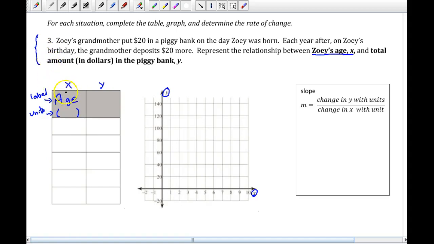Or maybe you don't have to read through it. How do you measure age? You measure it by minutes, seconds, years. So you probably put YR for years. You always want to put a label, and then how are you measuring that? What are you counting by? Is another way of saying units. What are you counting by? Okay. What about for Y? What does it say to use? Total amount. So you write out total amount.